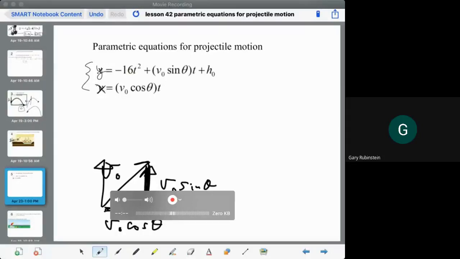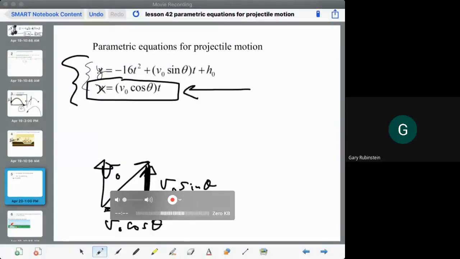So if theta is really close to 90, the vertical force is a lot, while the horizontal force is very small. If the angle is close to 0, the vertical component will be close to 0, and the horizontal component will be very close to v0. This is a parametric equation, but the bottom one is the easiest one to understand. v0 cosine theta is the horizontal force. If you multiply that by t, that tells me its horizontal position at any time.